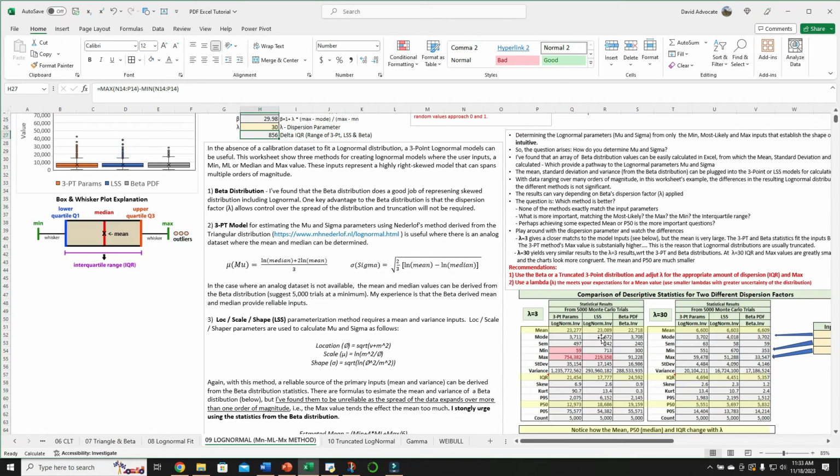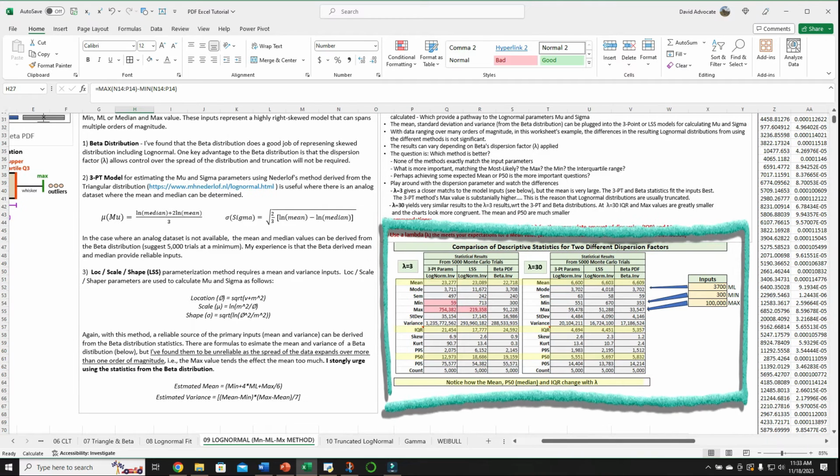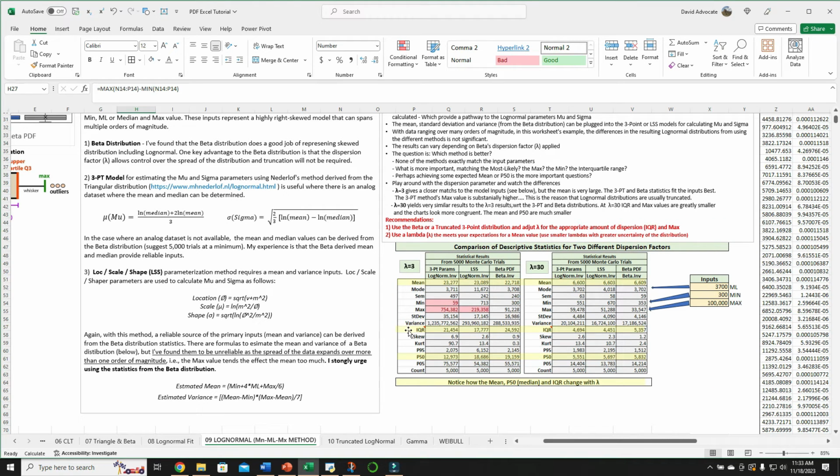Down below in the spreadsheet, I have a figure here that kind of shows the difference between a lambda of 3 and 30, where you can see these differences. And I've kind of outlined here for the mean, the IQRs are much different, as well as the P50s. So my recommendations are: 1, use a beta or a truncated 3-point distribution and adjust lambda for the appropriate amount of dispersion, or IQR, and a max. Also, use a lambda that meets your expectations for the mean value. Use a smaller lambda with greater uncertainty of the distribution.